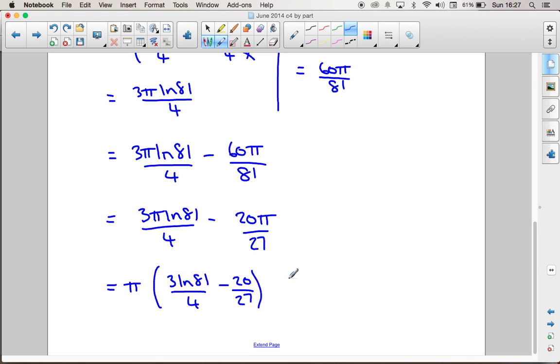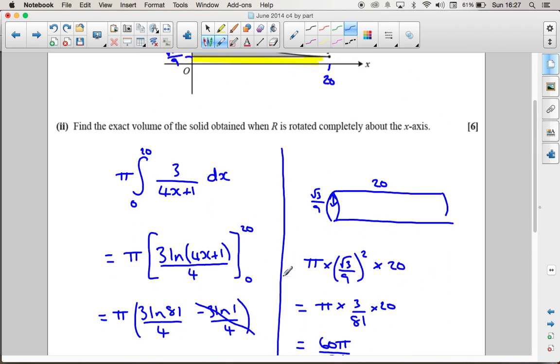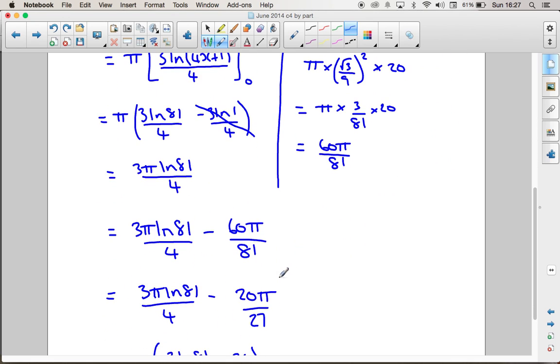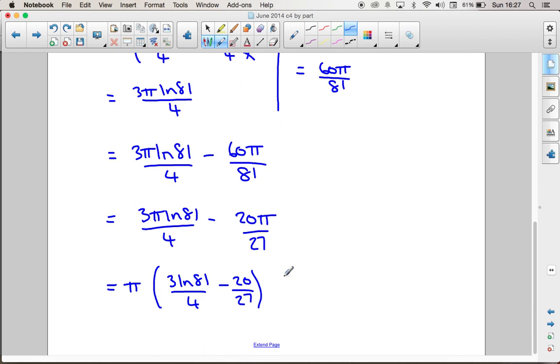Do bear in mind that it did ask for it in exact form, so an answer that you've got from your calculator as a decimal won't be any good here.